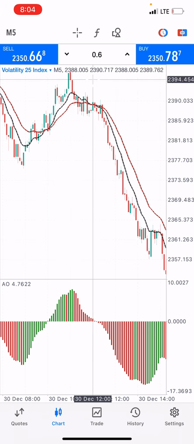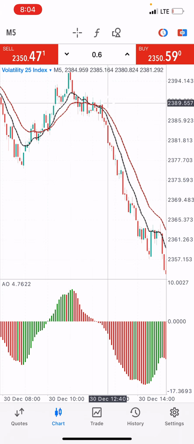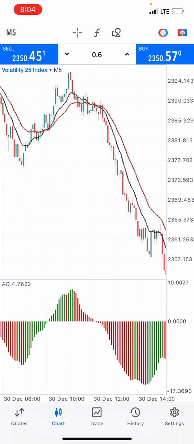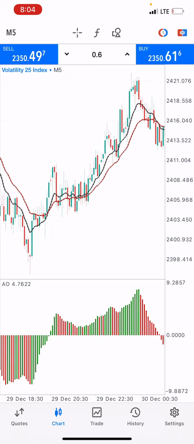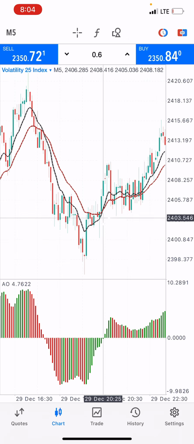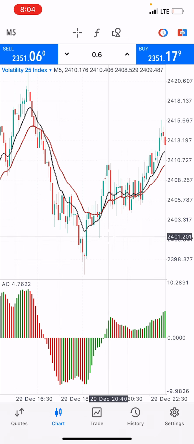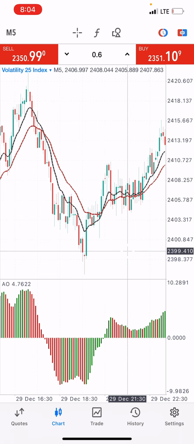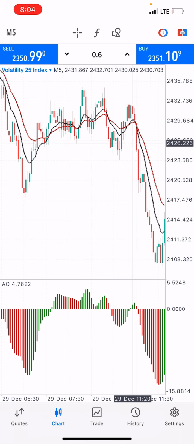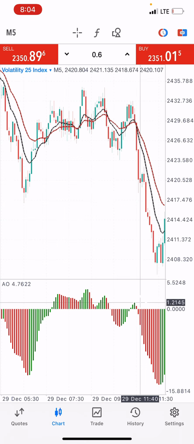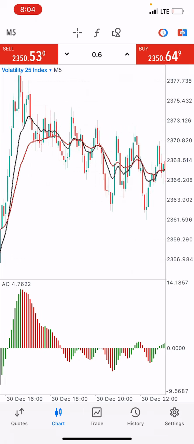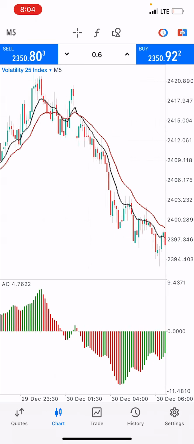Look again, guys, the red moving average crosses above at this point, and the awesome oscillator is below the zero level. It's a sell. Make money again at this point. The black moving average crosses above the red moving average, and the awesome oscillator is at the buy level. It's a buy at this point. This is a sell: the red moving average crosses above the black moving average, and the awesome oscillator is below the zero level. So guys, continuously you make money with this strategy.